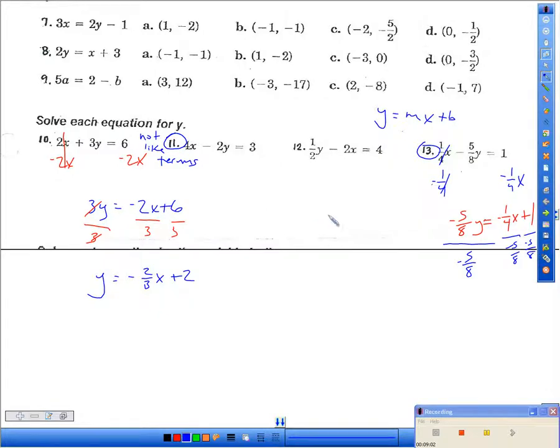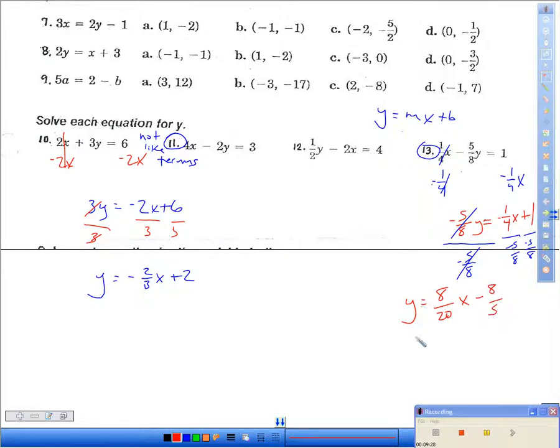When we've done that, the negative 5/8 divided by itself on the left cancels, which just gives us y on the left-hand side. On the right-hand side, if we divide negative 1/4 by negative 5/8, we're going to get 8 over 20 x. And then if we divide 1 by negative 5/8, we're going to get negative 8/5, so minus 8/5.